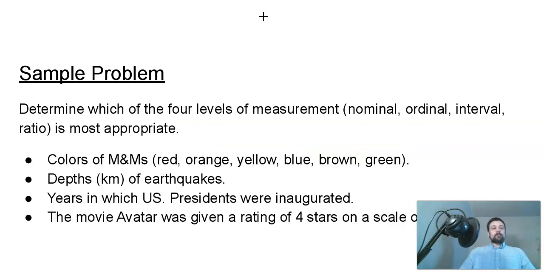All right. Determine which of the 4 levels of measurement, nominal, ordinal, interval, or ratio, is most appropriate. The colors of M&Ms. So whether an M&M is red, orange, yellow, blue, brown, or green, there's no way to order those colors. Now you might say we could do alphabetical order, but that's not really a logical order to this data.